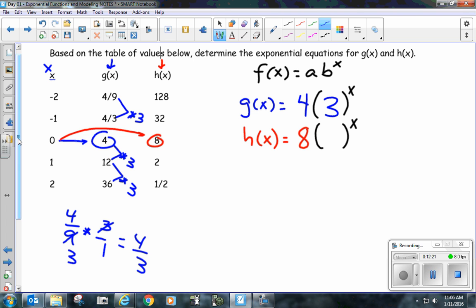Why don't you try to figure out what the factor or the base for h of x would be? It's 4. Is that right? Yep. So to go from 8 to 2, I divide by 4. When we think of multiplication, dividing by 4 is the same thing as multiplying by 1 over 4. What's a quarter of 8? 2. The same thing. So my factor is 1/4.